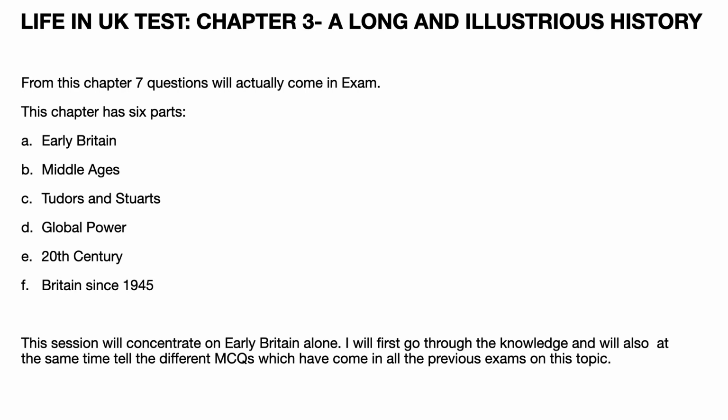This is Life in UK Test, Chapter 3, which is on a long and illustrious history. From this chapter, around 7 questions will actually come in the exam. This chapter has 6 parts to it. The first is Early Britain, second, Middle Ages, third, Tudors and Stuarts, fourth, Global Power, fifth, 20th century, sixth, Britain since 1945. Now, this session will concentrate on early Britain alone.